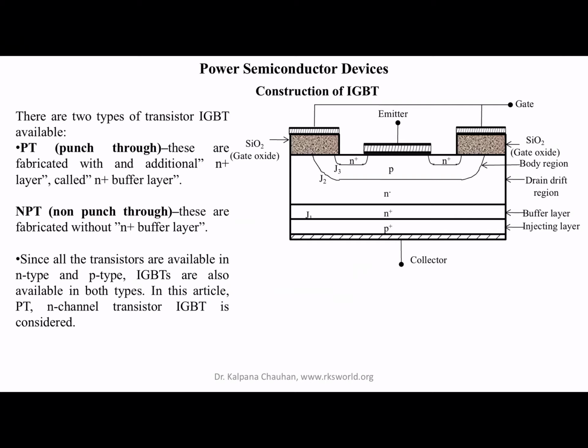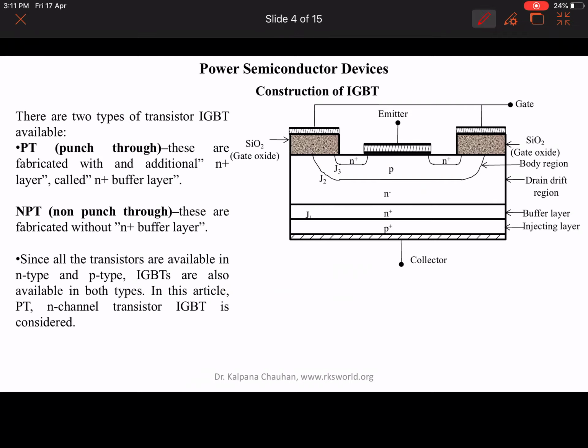Now I am discussing its construction. There are two types of IGBT available. First is the punch through type. Here we have a diagram. First I am going to discuss this diagram. We have the gate oxide, or we can say the gate silicon oxide, SiO2. Here we have the gate oxide, and we call it the gate. Here we have the emitter, and on the lower portion we have the collector.